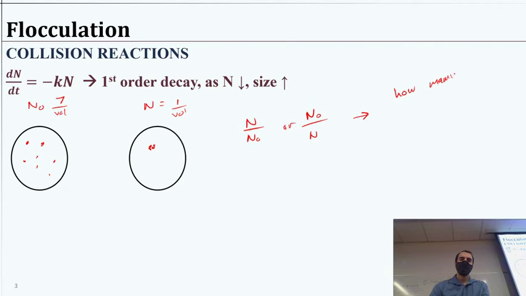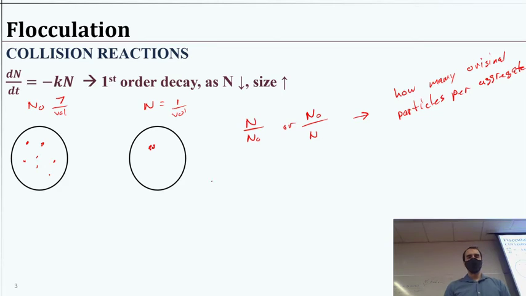Okay, so setting it up this way lets us describe how many original particles per aggregate. So when we go from N naught of 7 in a liter to N of 1 per liter, that means N naught over N equals 7. Okay, so that's a very simple and convenient tool that we can use at the big picture to say that gives us direct information about how many particles are there in the system, and how many of them became, were put into each aggregate.